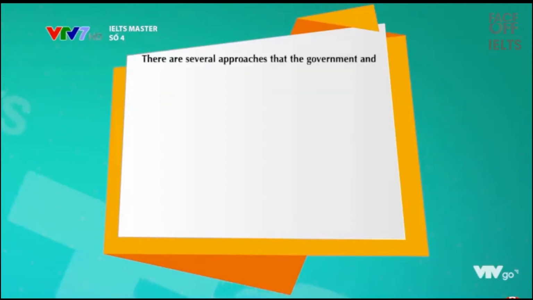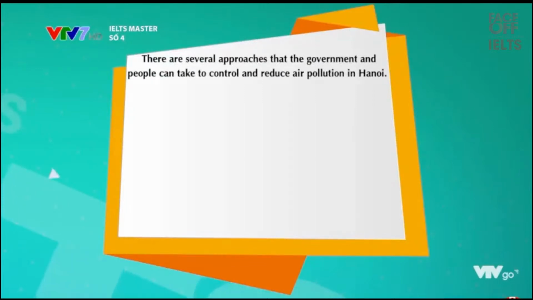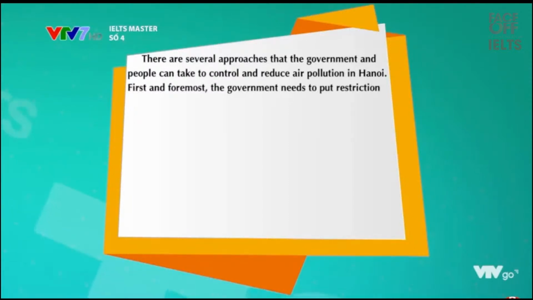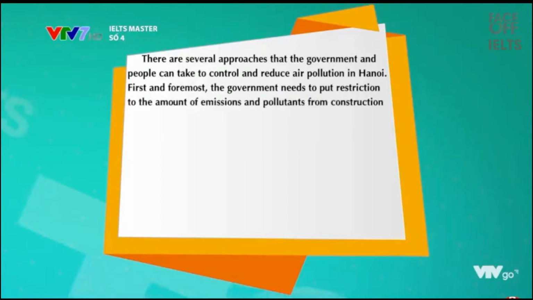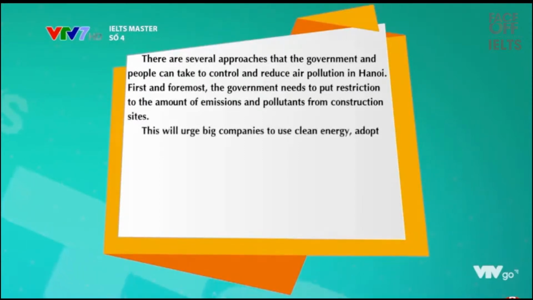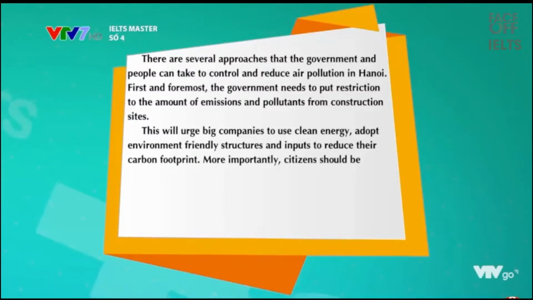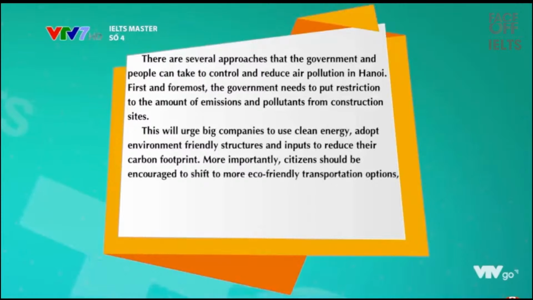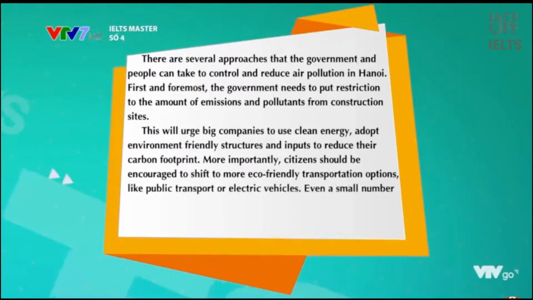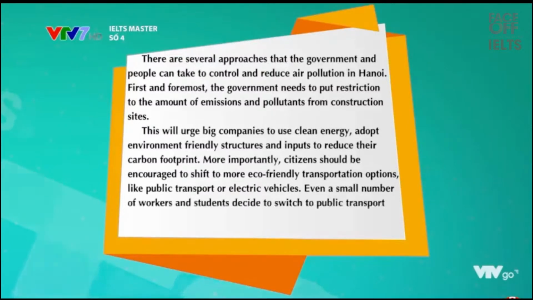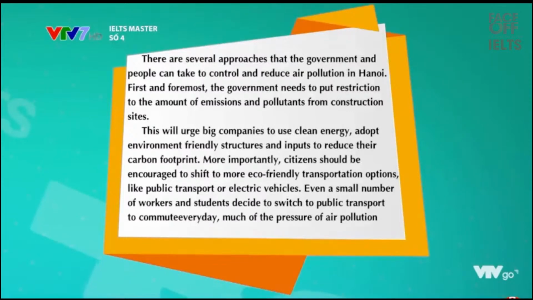There are several approaches that the government and people can take to control and reduce air pollution in Hanoi. First and foremost, the government needs to put restriction to the amount of emissions and pollutants from construction sites. This will urge big companies to use clean energy, adopt environment-friendly structures, and input to reduce their carbon footprint. More importantly, citizens should be encouraged to shift to more eco-friendly transportation options, like public transport or electric vehicle. Even if a small number of workers and students decide to switch to public transport to commute every day, much of the pressure of air pollution can be relieved.